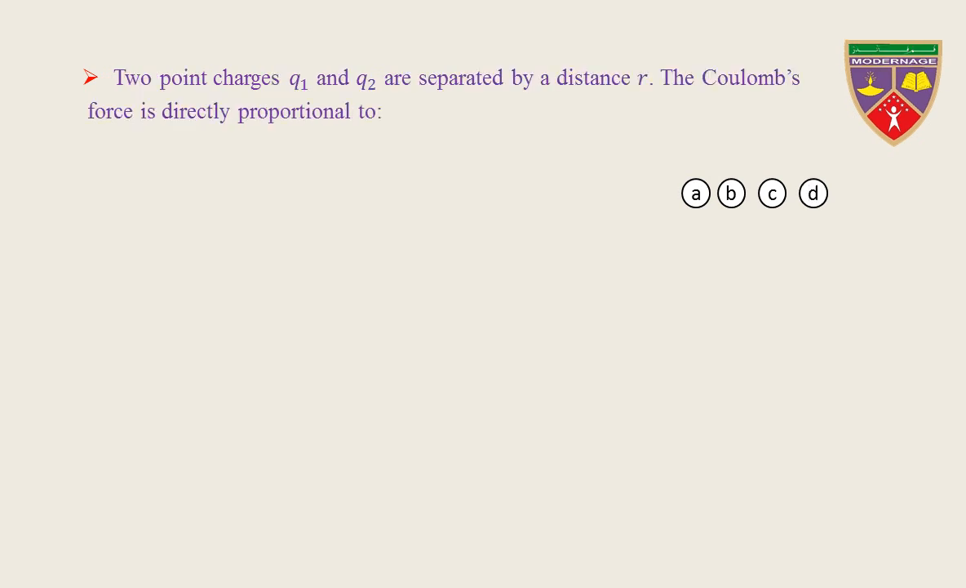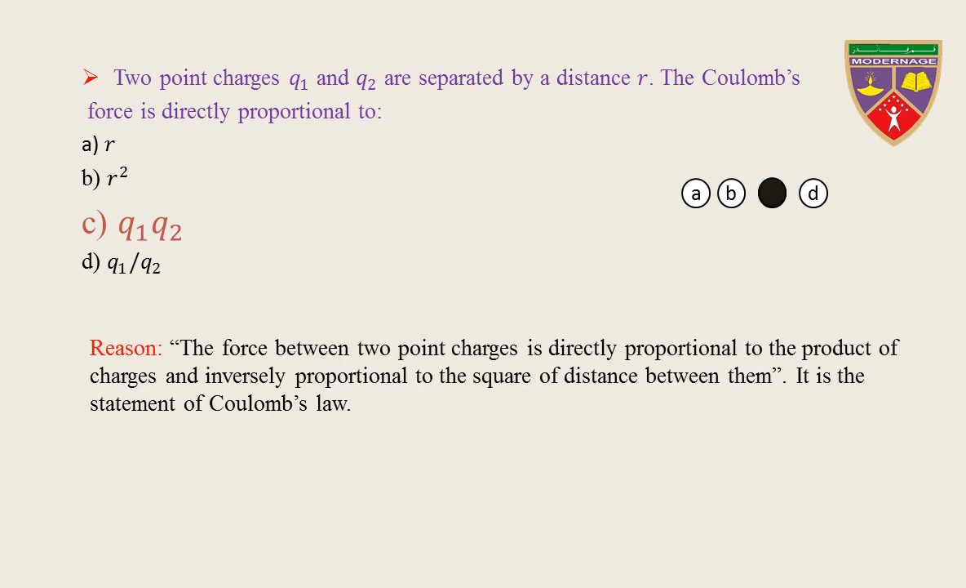Two point charges Q1 and Q2 are separated by a distance r. The Coulomb's force is directly proportional to: option A, R; B, R square; C, Q1 into Q2; D, Q1 divided by Q2. The key is Q1 into Q2. Therefore, the correct option is C.